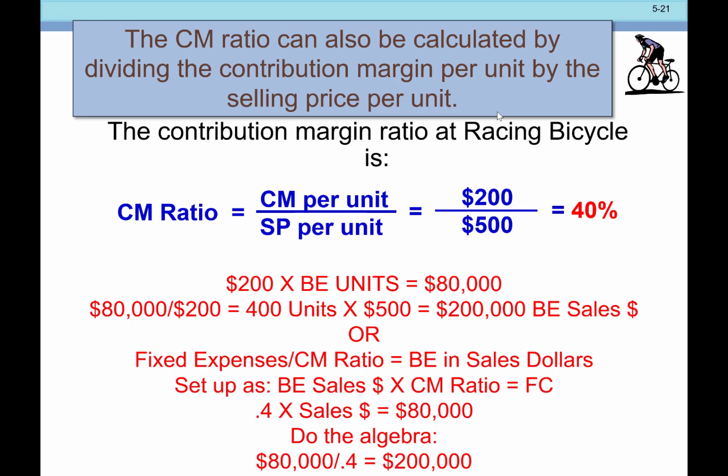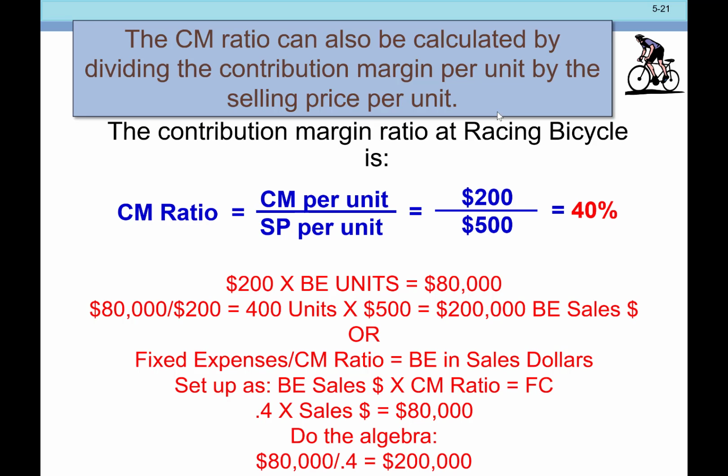If I just wanted it in dollars right out and I didn't want to have to take this extra step, I simply could have taken my fixed expenses, divided that by the contribution margin ratio, and that will automatically turn that into a break-even sales dollar. Because the contribution margin ratio is telling you what percent of each sales dollar goes to cover fixed cost. And so you get the same answer here.